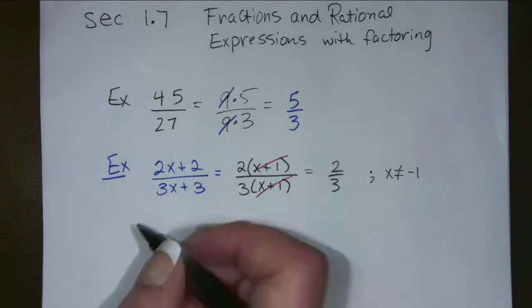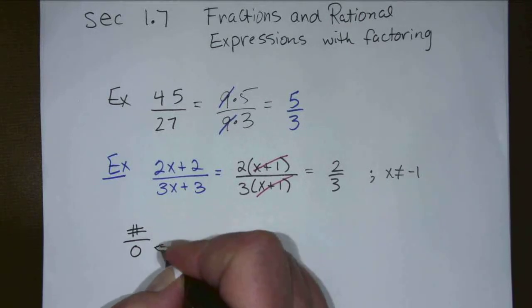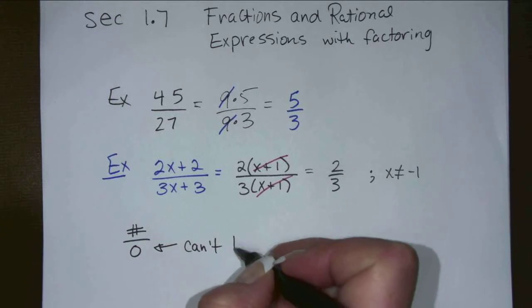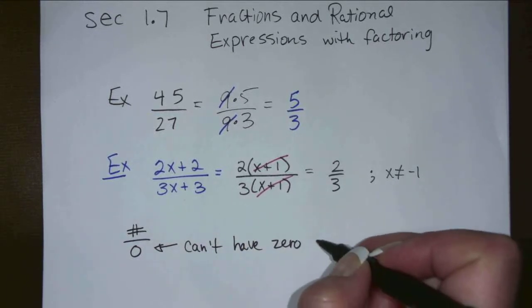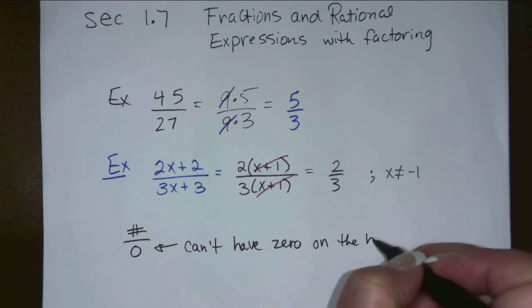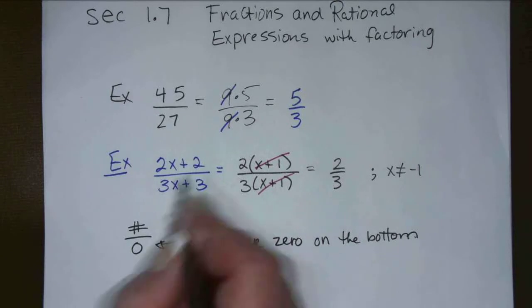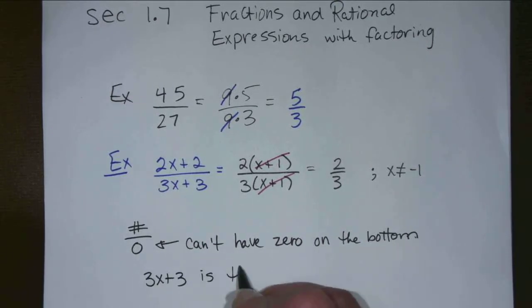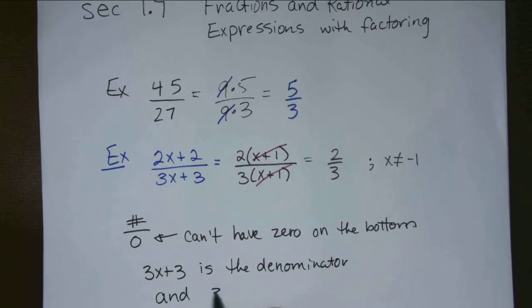Right. Any fraction can't have a 0 on the bottom. Can it have a 0 on top? Yeah, it can have a 0 on top, yes. Can't have 0 on the bottom because we can't divide by 0. So here we had 3x plus 3 as the denominator at the bottom. And it can't be equal to 0.